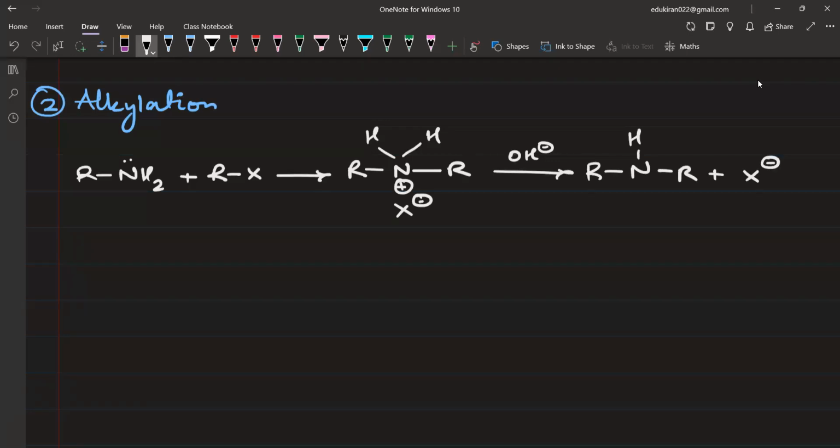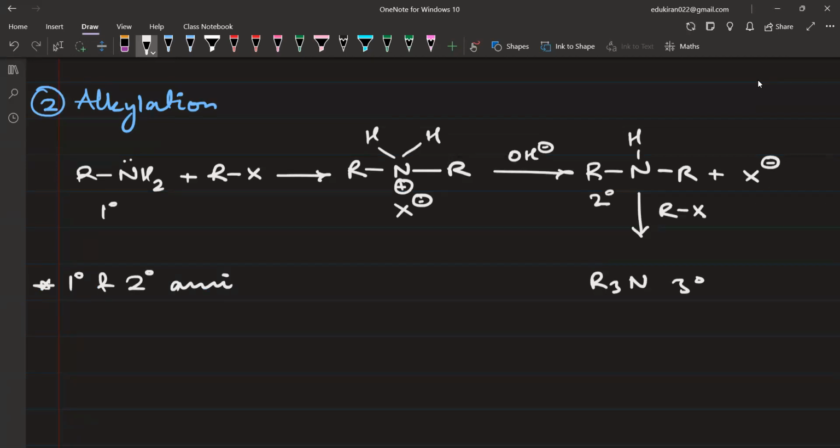Fine. Now you can further react it with RX, and we are going to get R whole thrice N. Okay. So 1 degree amines react with haloalkane to give 2 degree and 3 degree amines as you require. And in the last section, we also saw how to control this type of reaction. So from here, you can control to get 2 degree or 3 degree amines, so that you don't get the quaternary ammonium salt, which is of no use. That is why you will write 1 degree and 2 degree amines.